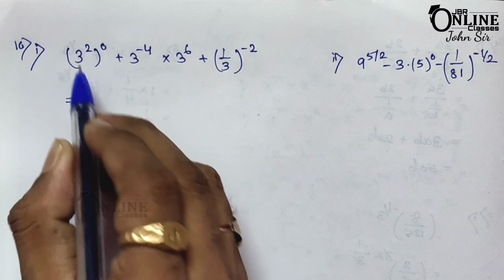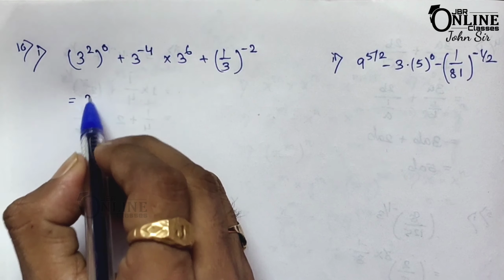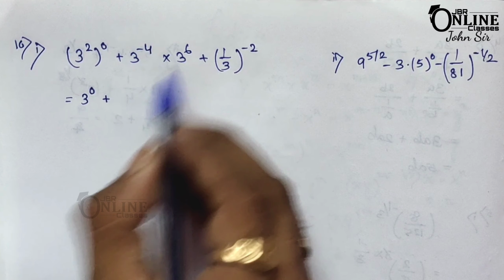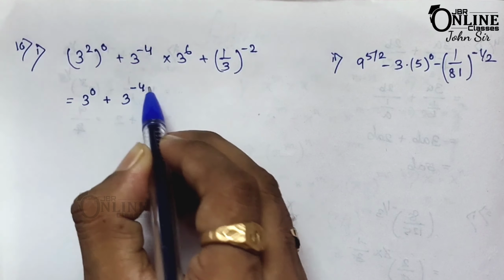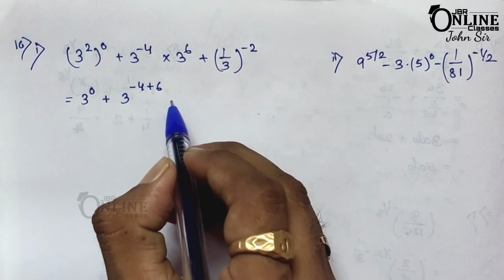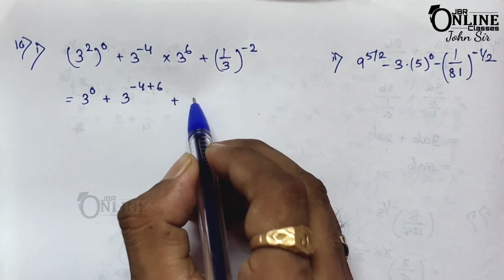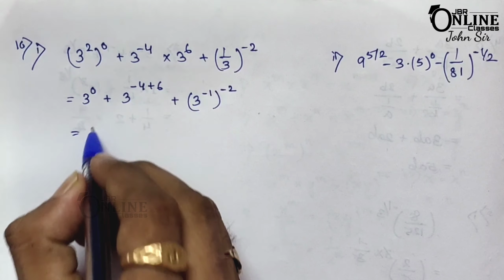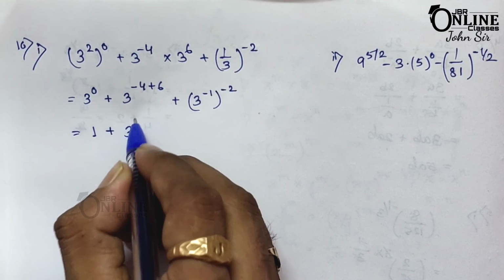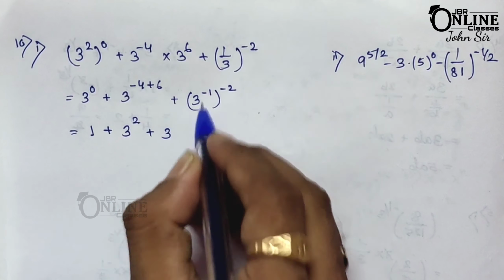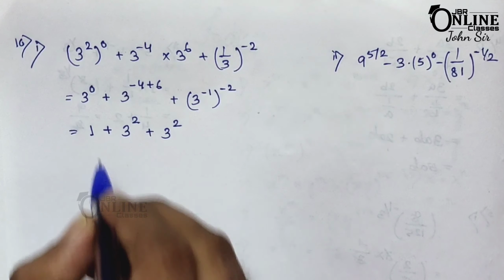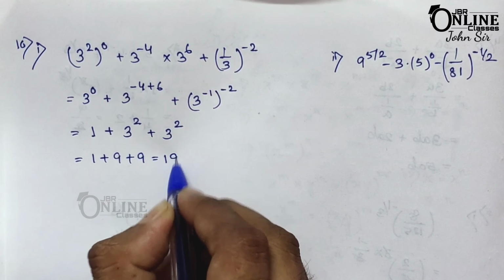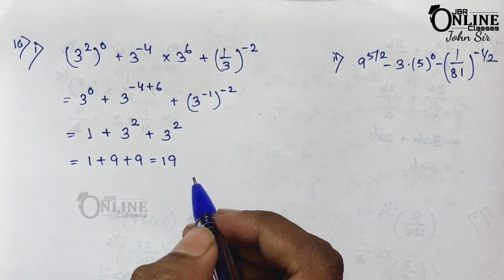Okay, so this is the last sum for this video. So here 3 to the power 2 into 0. So that becomes 3 to the power 0. Next 3 to the power minus 4 into 3 to the power 6. So it becomes 3 to the power minus 4 plus 6. And here 1 by 3. 1 by 3 means 3 to the power minus 1. So whole to the power minus 2. So that equals 1. Here 3 to the power 2. And this one 3 to the power minus 1 into minus 2, it's 2. So that means 1 plus 9 plus 9. So it becomes 19. So here 19 is the answer.